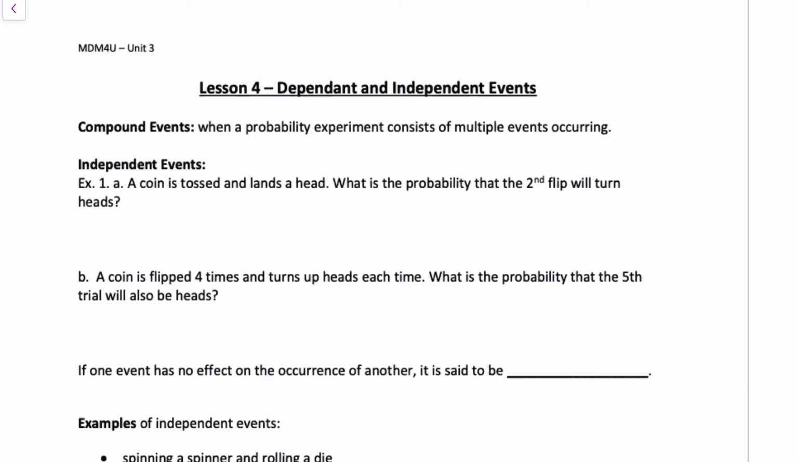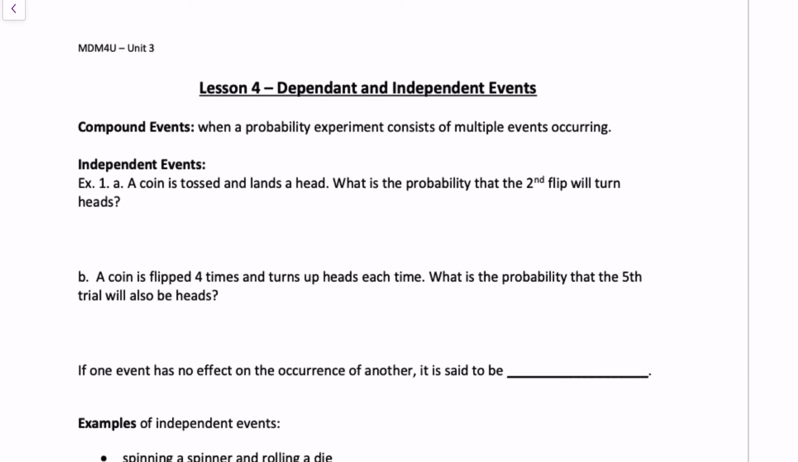Hope you're doing well. This is our fourth lesson in the probability unit. Today we're going to talk about dependent and independent events, and we've kind of been referring to independent events since we started talking about probability, but let's get into it and see what it's all about.